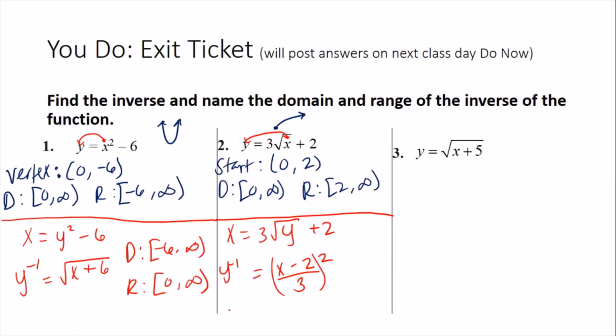And the domain of my inverse comes from the range of my original, which is 2 to infinity. And the range of my inverse comes from the domain of the original. Sorry, what was the domain there is the range here. Forget the word restriction. Don't know why I said it.